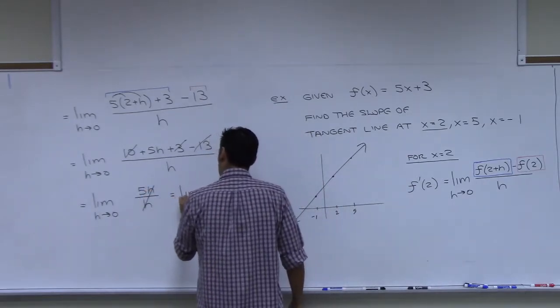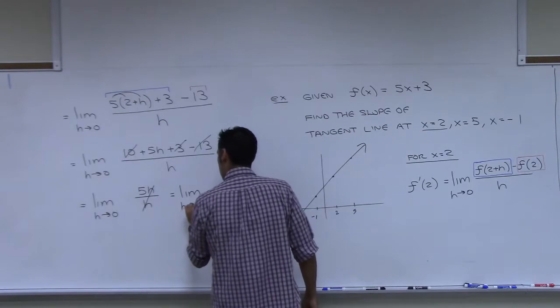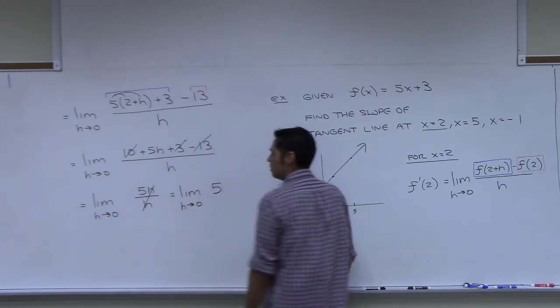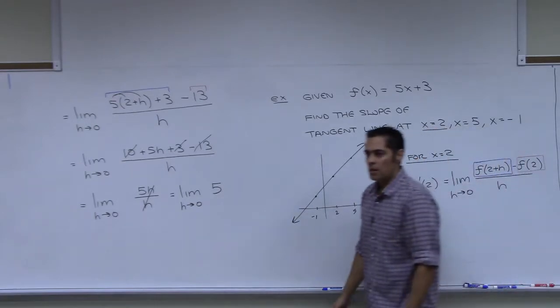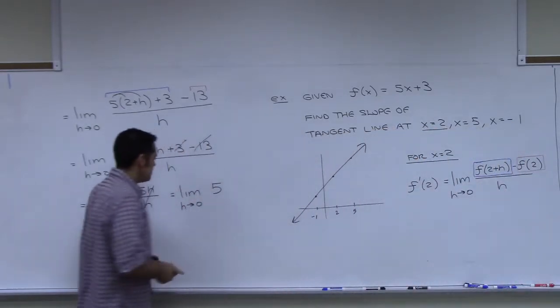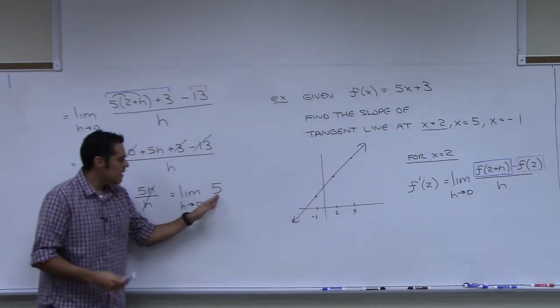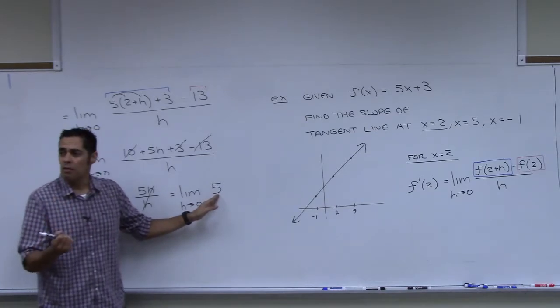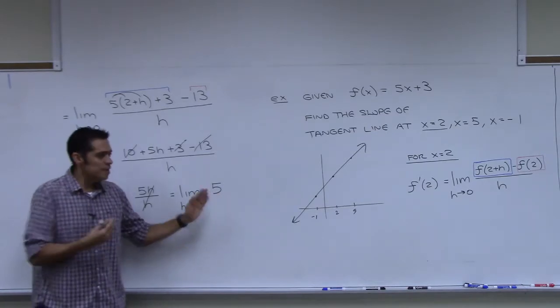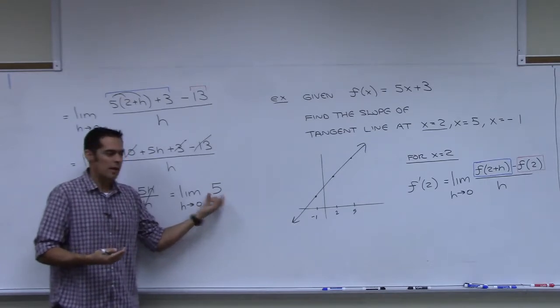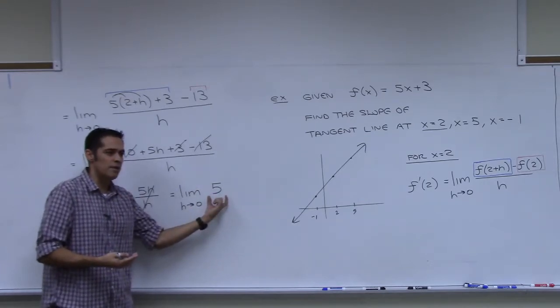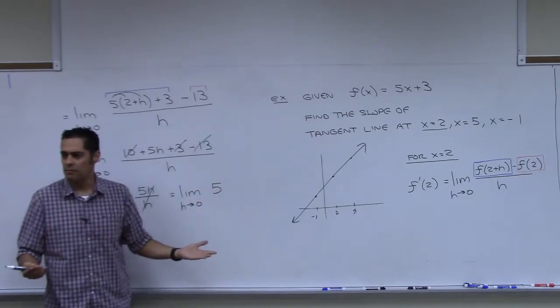I'm going to still write the limit. Limit h goes to 0 of 5. Now, if you look at this, and you say, okay, look at that 5 right there, and let h go to 0. Well, there is no h, right? There's no h left. So h going to 0 has no impact on this. So the answer is just 5.